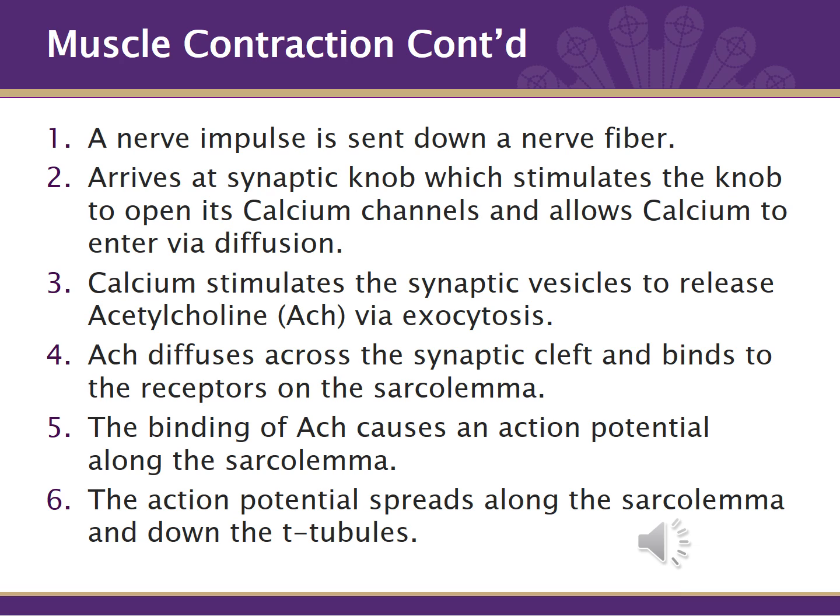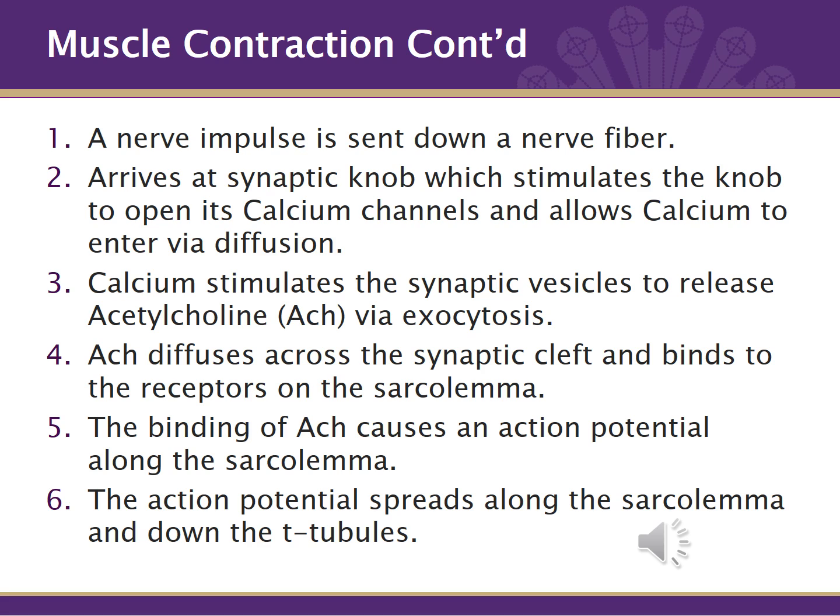Muscle contraction occurs in several steps. First, a nerve impulse is sent down a nerve fiber and it arrives at the neuromuscular junction. After the impulse arrives at the synaptic knob, the knob allows calcium to enter from the extracellular fluid. This extracellular calcium, as it enters the knob, stimulates the vesicles within the knob to release the neurotransmitters, or ACh, via the process of exocytosis into the synaptic cleft.